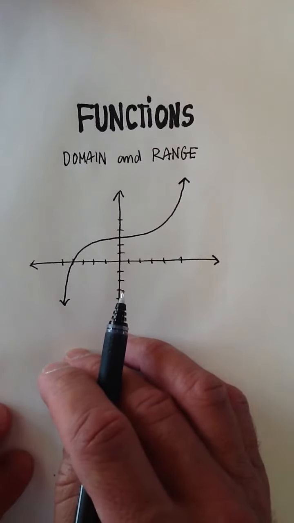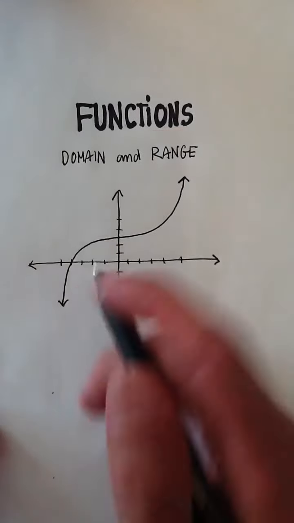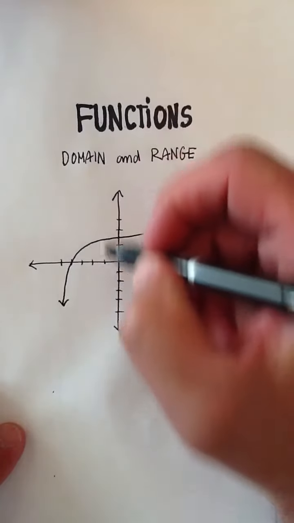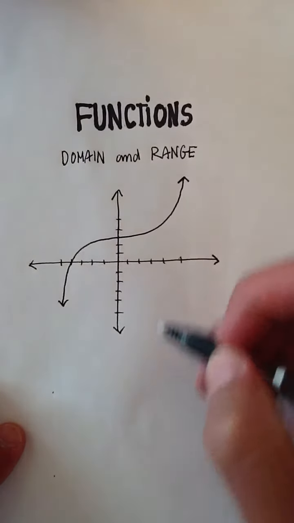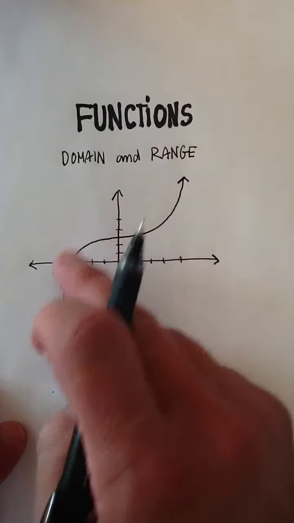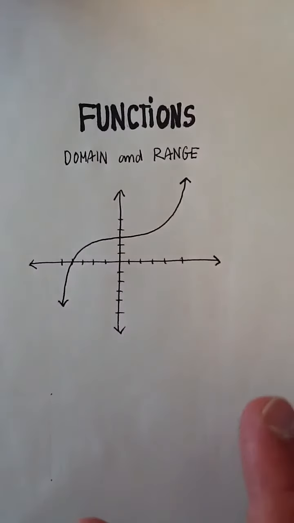And I know that this actually is a function, right, because it passes the vertical line test. If I were to draw just a vertical line anywhere on this graph, it will only touch the graph one time, each time I draw that particular line. So that way I know that it is actually a function. So how do I figure out what the domain is and what the range is?